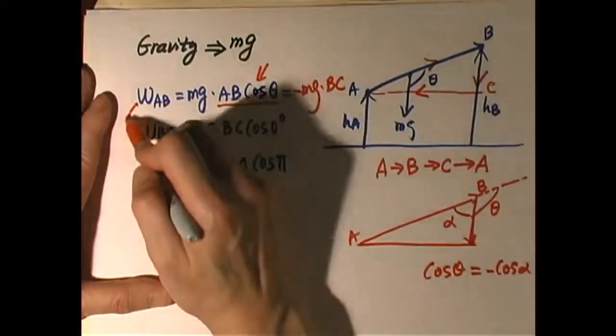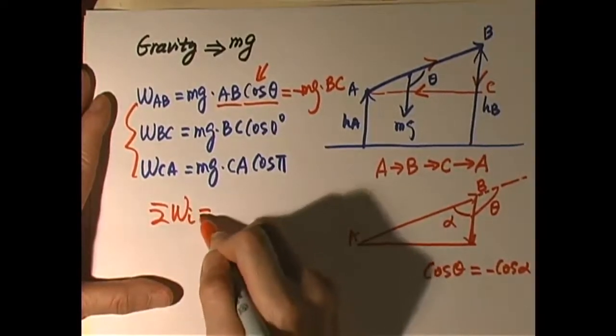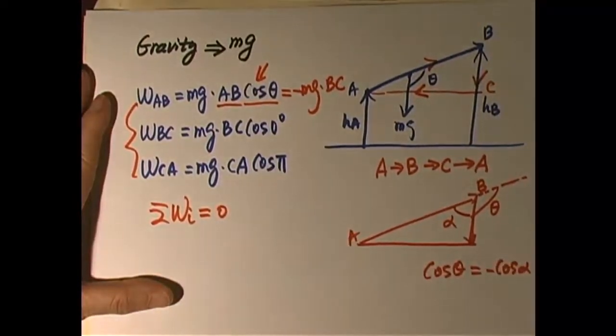So if we add all three terms, sigma Wi equals 0, isn't it? Because the first term is negative mgBC, the second term is positive mgBC, and the last term is 0. So the total work done is 0. Therefore, for this closed path, the work done by gravity is 0. And in this case, gravity seems like a conservative force. We can use many other examples to prove that gravity is a conservative force.